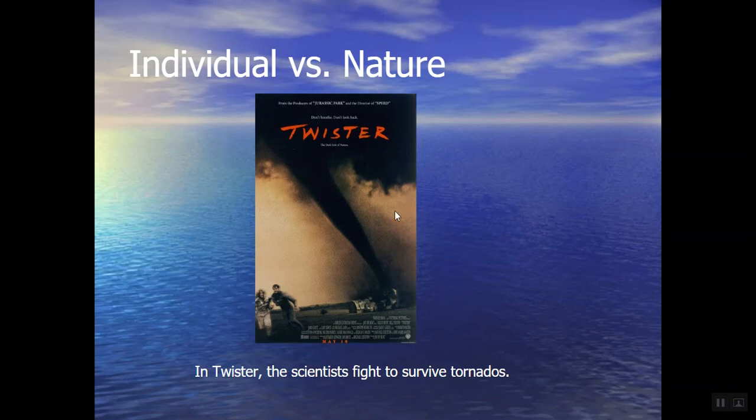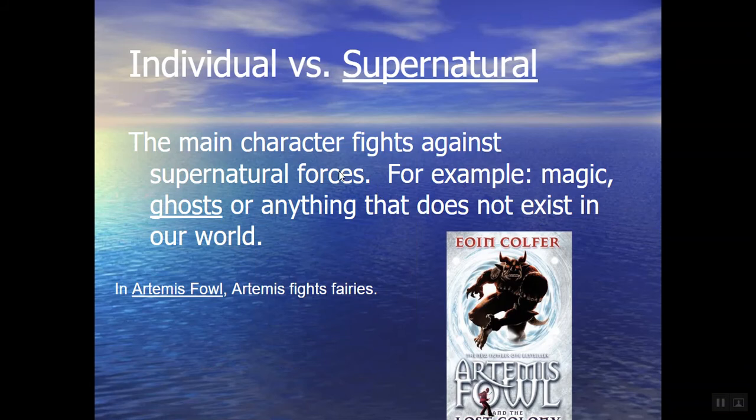Individual versus nature. Maybe you've seen this movie, maybe you haven't. It is a little older, but it's a really good movie. It's called Twister. These are two scientists who study weather, and they are battling dangerous tornadoes. So they're battling nature, because tornadoes are nature.